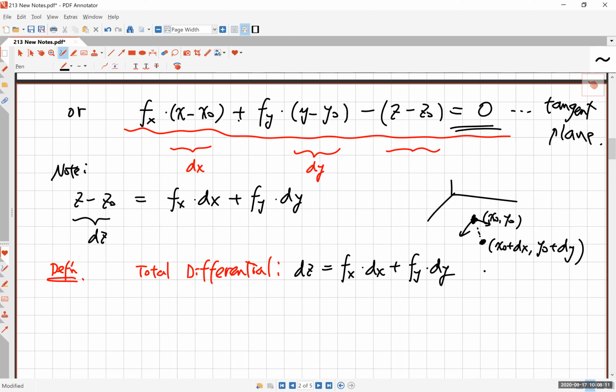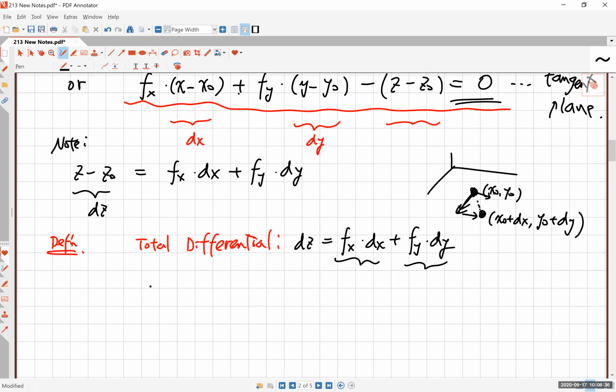That sort of makes sense because in order to go from here to here, you do a linear approximation in this direction, followed by a linear approximation in that direction. This will give you how much z would increase in the x direction, and this will tell you how much z will increase in the y direction, and you just add them together, and that is your total differential.